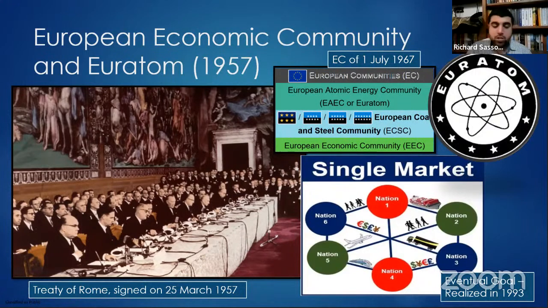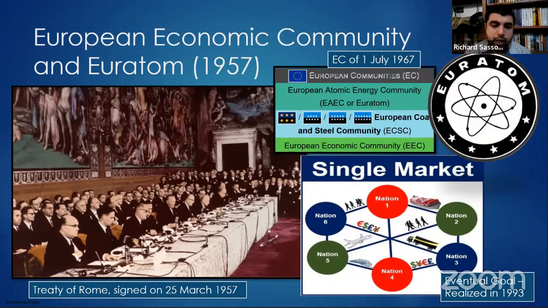So we talked about how in 1951 we founded this European Coal and Steel Community, and that became such a success that the Europeans did it again. So they met in Rome, right? Last time we met in Paris, but this time we met in Rome, and we signed on the 25th of March of 1957 two distinct treaties. The first treaty is called the Treaty of Rome, and it founded the European Community, the European Economic Community, sorry.